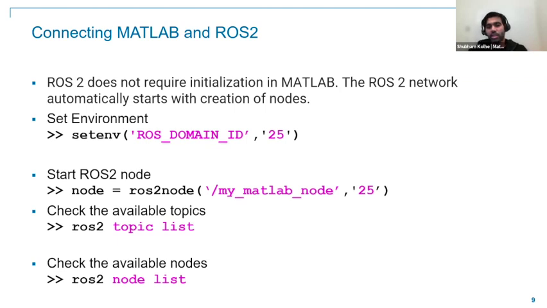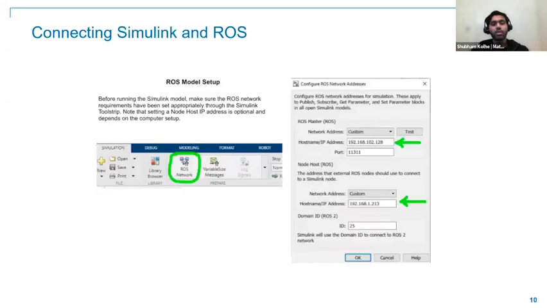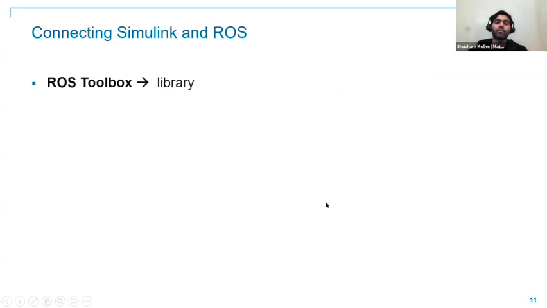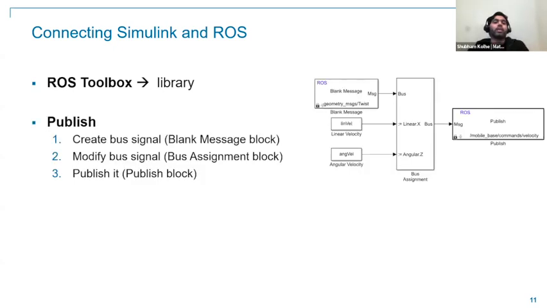The commands are very much similar to the ROS one, but instead of ROS, you have ROS2 here, and it's similar for Simulink too. So we also take a look at how we can connect to a ROS node. We go into ROS network, specify the Linux machine, the ROS master, the ROS machine IP address, and the MATLAB machine IP address.